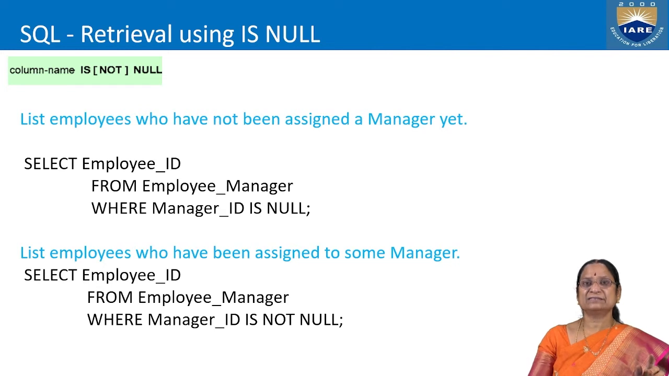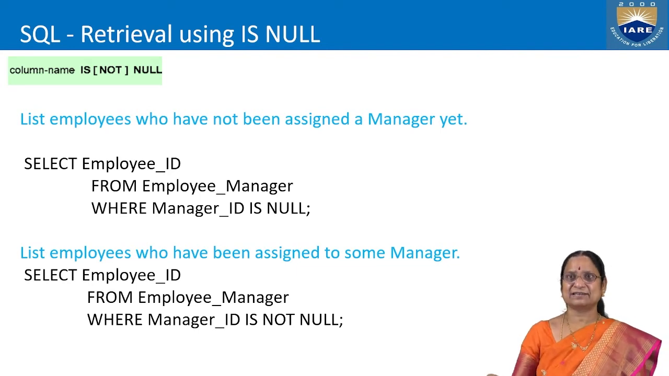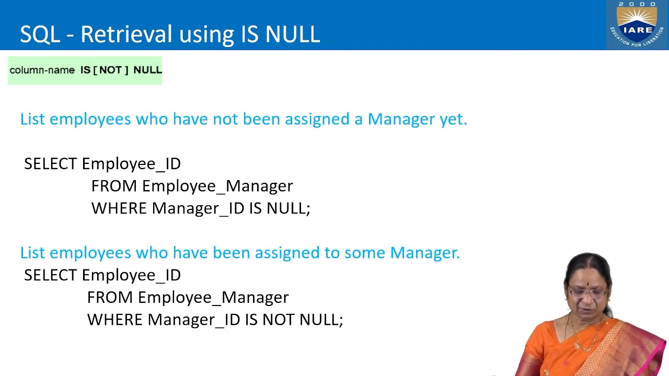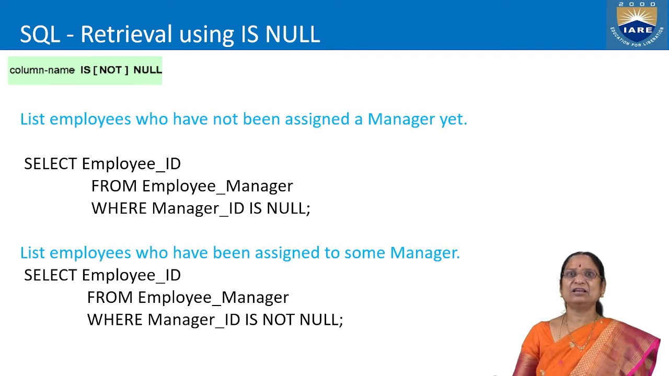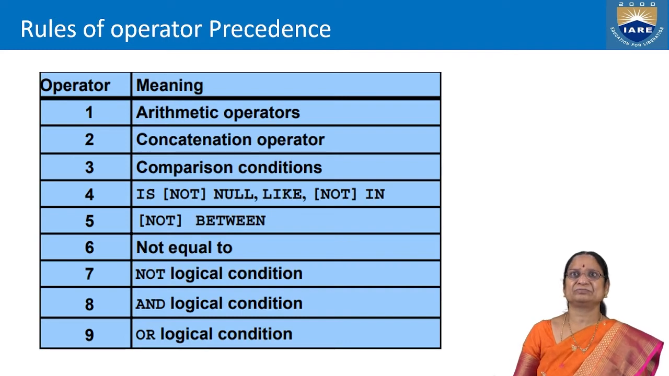Similarly, we discussed already some values may be null. How to compare null? Retrieval using null. We can display employees who have not been assigned a manager. Who have not been assigned a manager means wherever the manager is null, you can display. Null means manager is not assigned, no? Manager ID is not available. So that means manager was not assigned. Similarly, list employees who have been assigned to some manager. Then NOT NULL. Not null means some manager ID will be there.